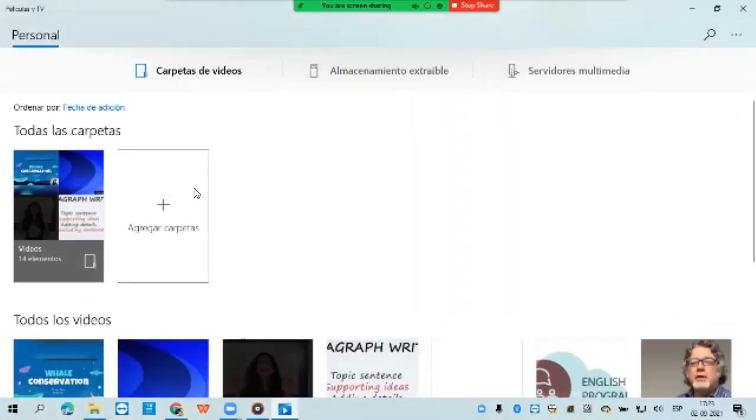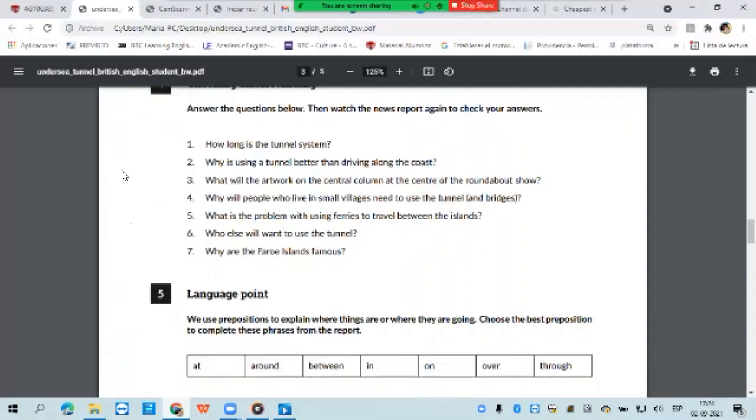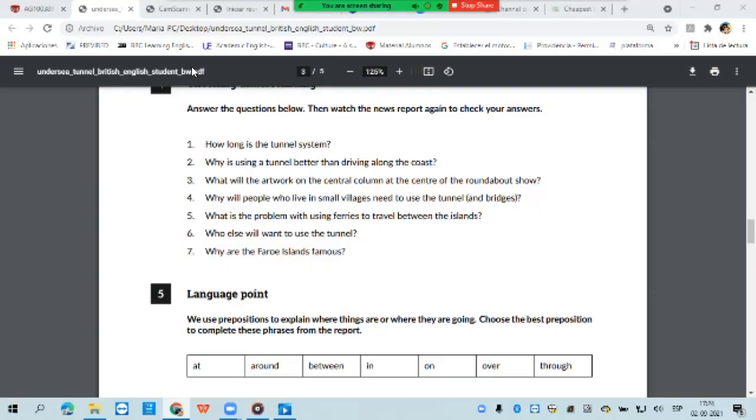Okay. Okie dokie, let's see. Okay. How long is the tunnel system? 11 kilometers, right. Number 2, why is using a tunnel better than driving along the coast?